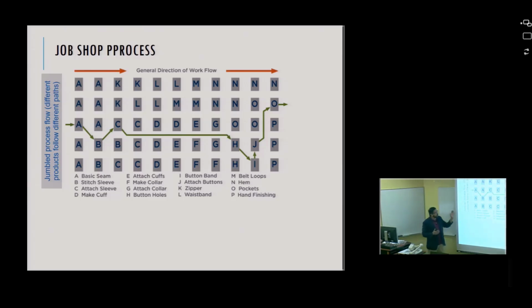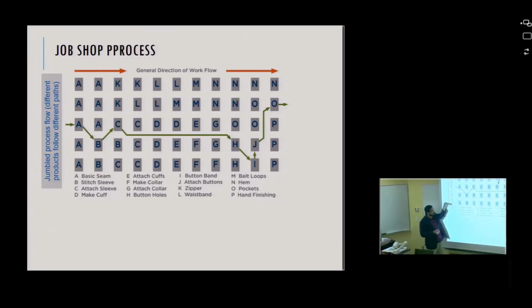If you look at the path which the product takes, you'll see what's sometimes called jumbled flow through. It's not going to be linear. It's not going to go straight from one end to the other end. It's going to take a different path.